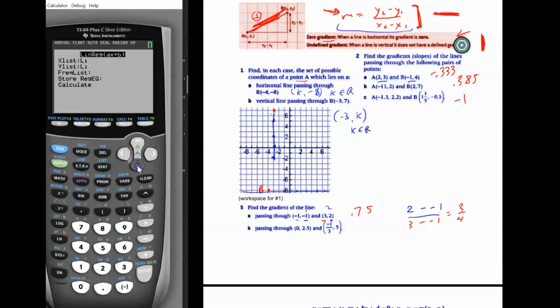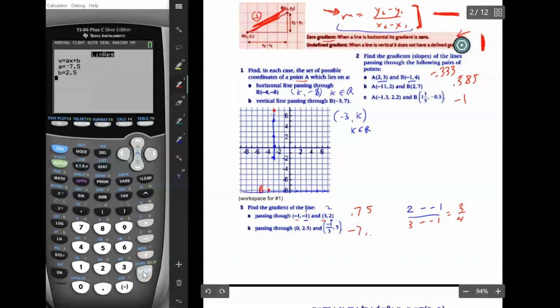Go down to calculate, press enter, and my slope is -7.5. Okay? It's really easy, right? And by the time you do these 5 problems, you've pretty much memorized everything you need to memorize.